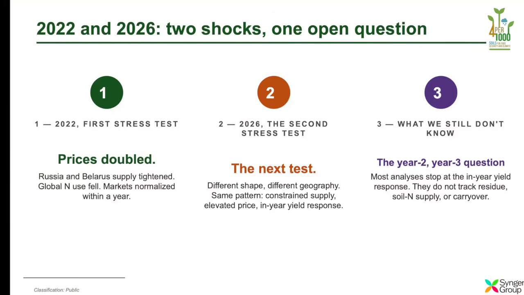We've seen this happen many times before, most recently in 2022 at the start of the Russia-Ukraine war. We saw that prices quickly doubled. The supply chain tightened, global nitrogen use fell, but within a year, markets normalized. We're seeing it happen again, and this time it's a different geography, but the same pattern: constrained supply, elevated price. We expect to see in-year yield response, but we don't know what happens after that. We don't know what happens in year 2 or year 3.